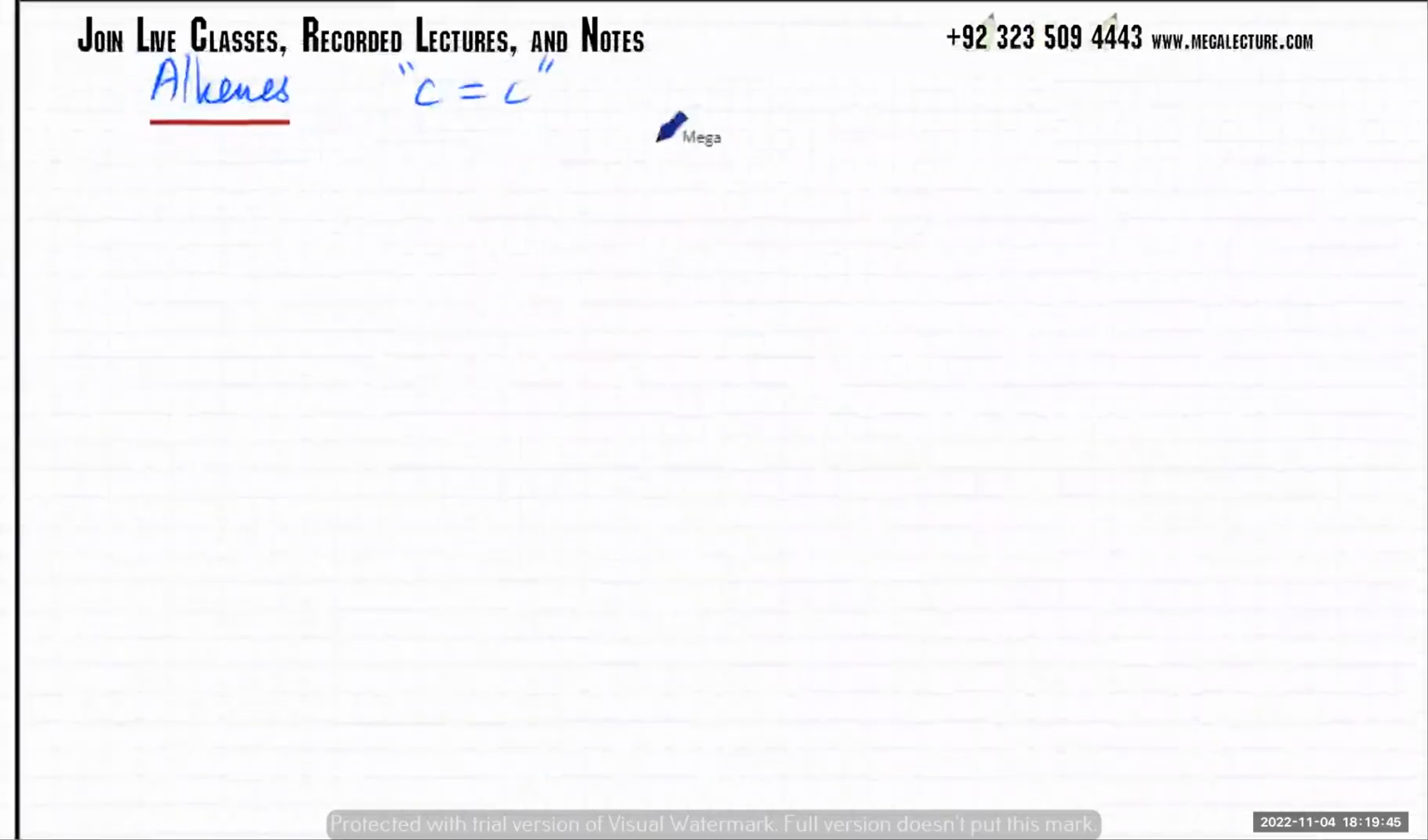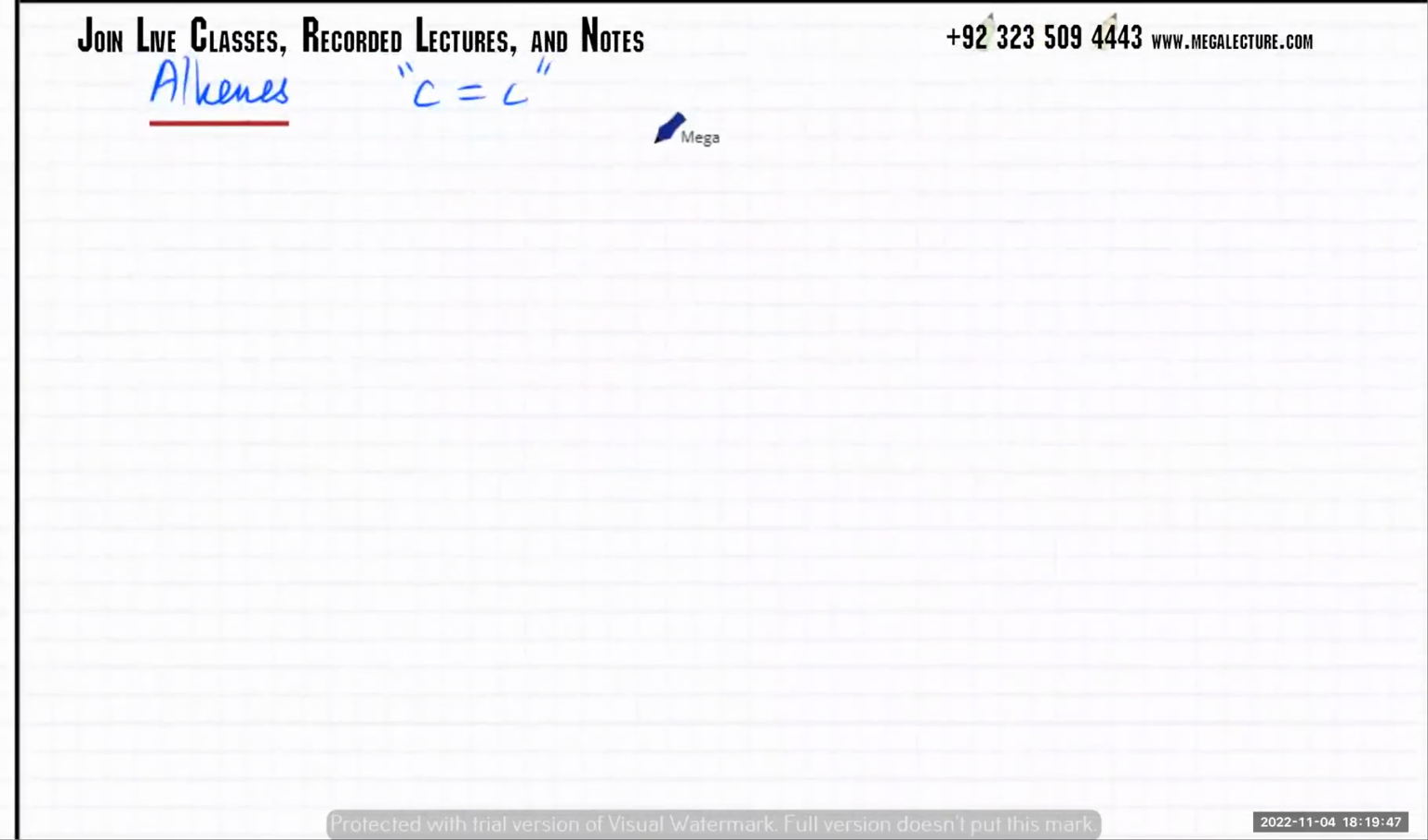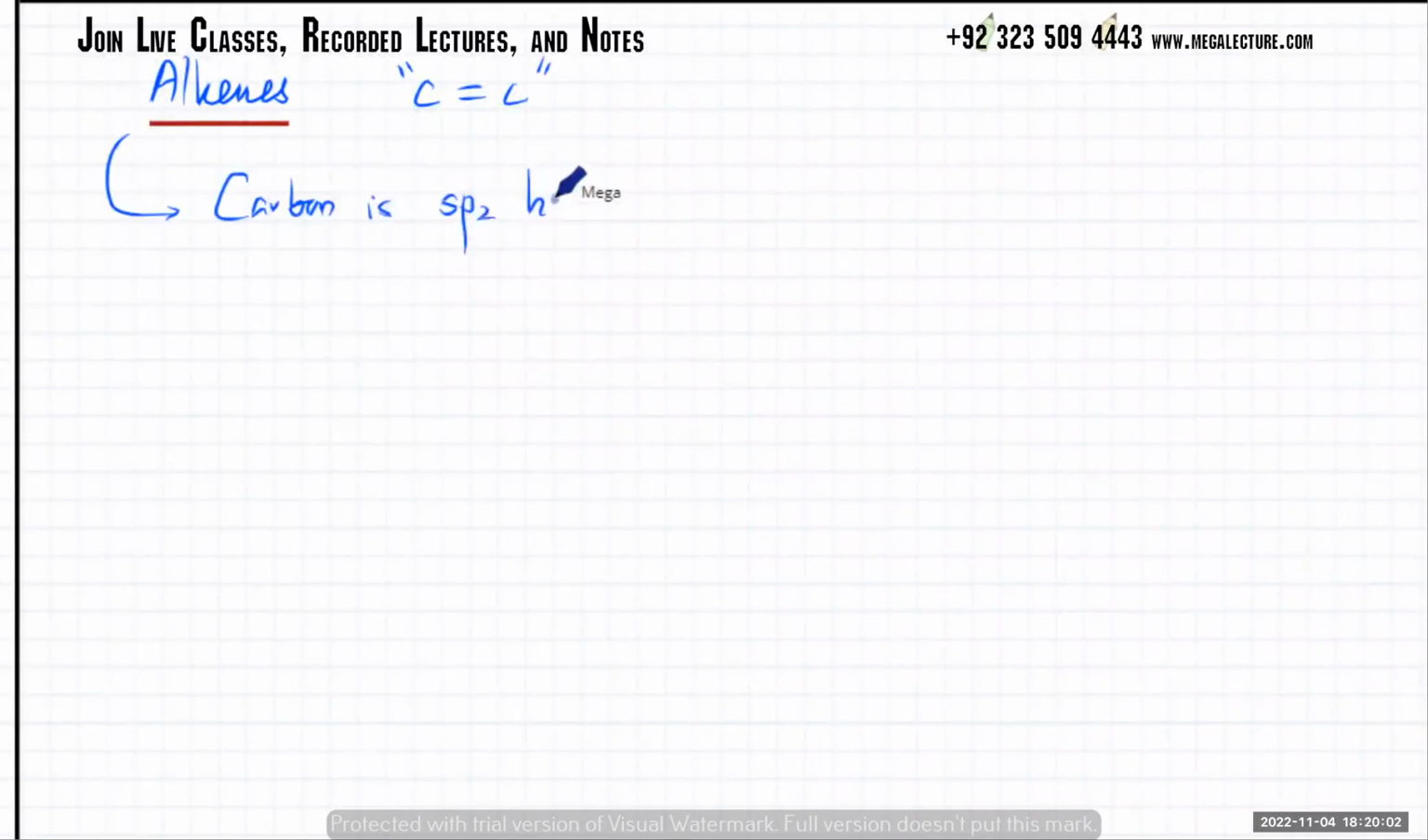This part is important in A2. First thing is about the structure of alkenes. The carbon atom, when it is sp2 hybridized, whenever an atom is making one pi bond or one double bond, that means it's sp2 hybridized.